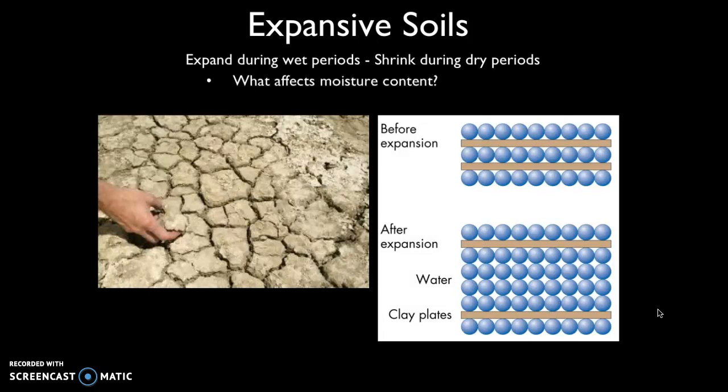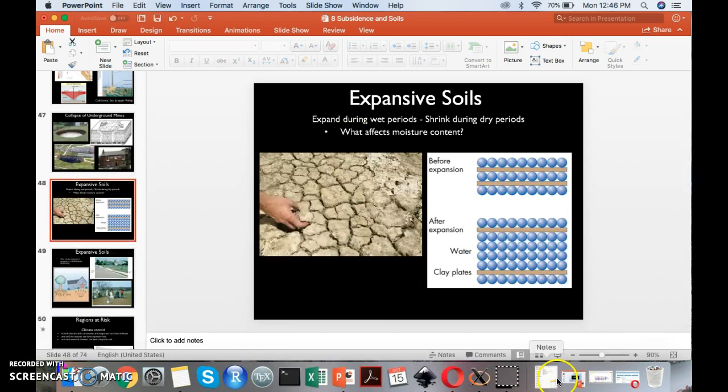So clay minerals are different from clay-sized particles. So most clay minerals, and let me draw this for your sake.